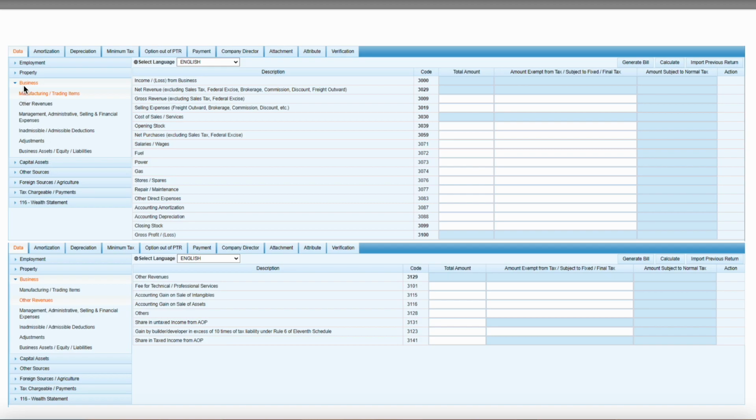So we start with the income from business section, and you can see that we are in the data tab. In these parts, this is part 1. We will go through all the other tabs also which are applicable for business income. Today we will start with manufacturing trading items. If you are running a manufacturing business or a trading business, you have to fill this page for your income. And we will be focusing on sales and income for the time being in this video.